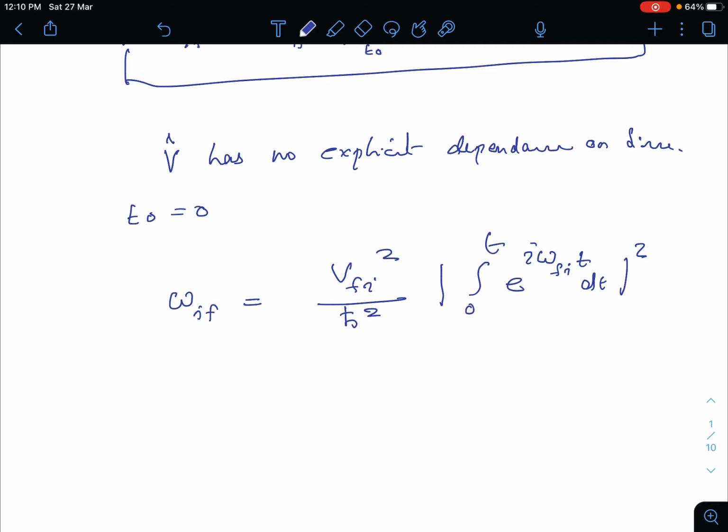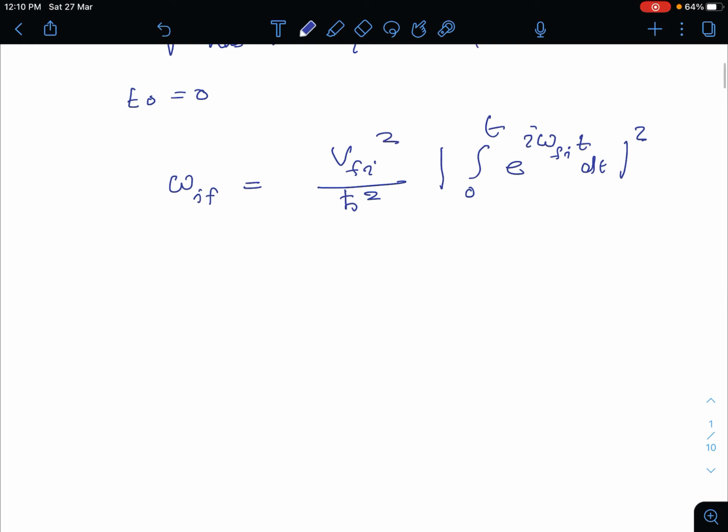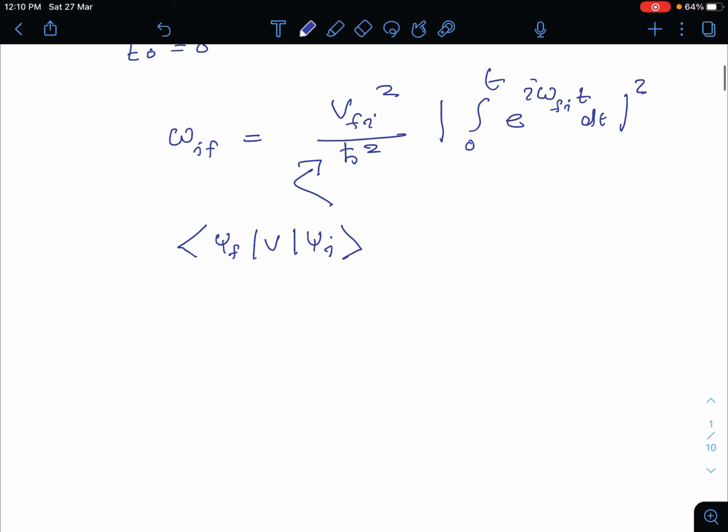We know what this V fi is. You might have seen in the last class that V fi is equal to bra psi f, V, ket psi i. This is the V fi, so that should be remembered.